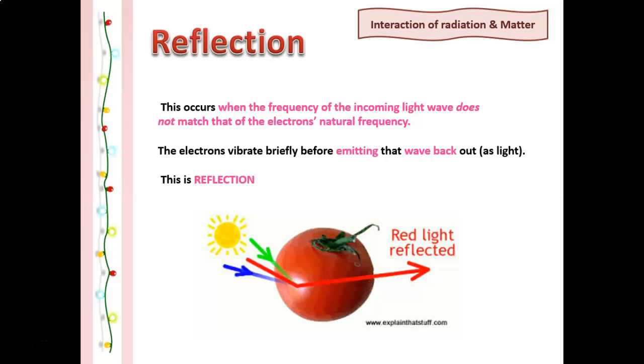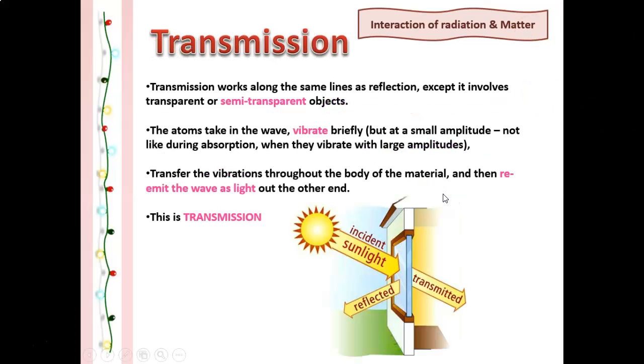For transmission, it works along the same lines as reflection, except it involves transparent or semi-transparent objects. The atom takes in the wave and vibrates briefly but at a small amplitude, not like during absorption where they vibrate with large amplitude. So it transfers the vibration through the body of the material and then re-emits the wave as light out of the other end. So we call it transmission. So this is the mechanism of transmission.